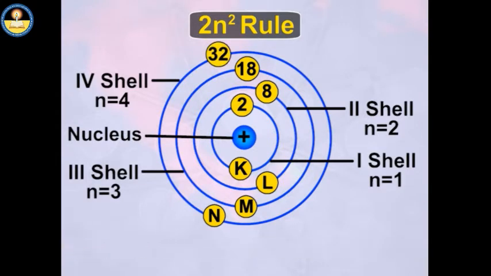The maximum number of electrons that can be accommodated in the last, that is the outermost orbit, is 8. If the outermost shell is the first shell, that is the K shell, it cannot accommodate more than 2 electrons. The outermost shell always has 8 electrons due to the exceptional stability of this arrangement of electrons.